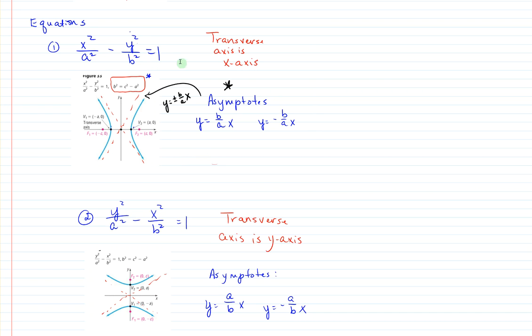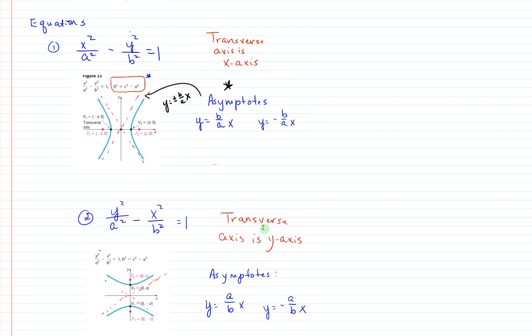If your transverse axis is on the x, so if your vertices and your foci lie on the x-axis, it's x squared over a squared minus y squared over b squared equals 1. Your asymptotes in this one are y equals plus or minus b over a times x. Remember, here's the equation where you can get your a and your b.